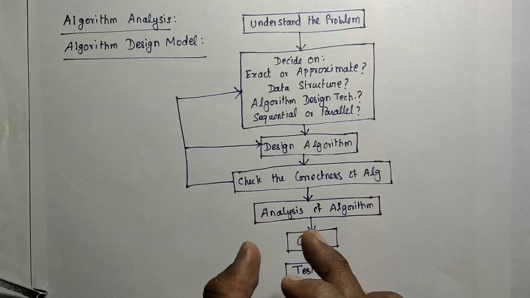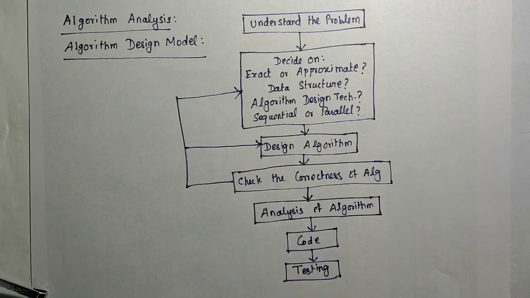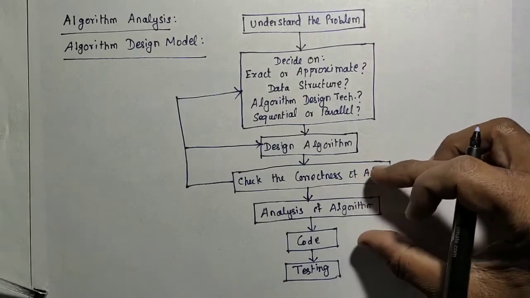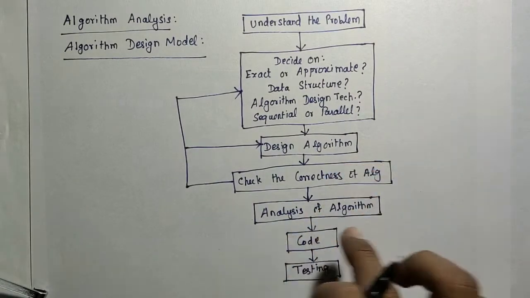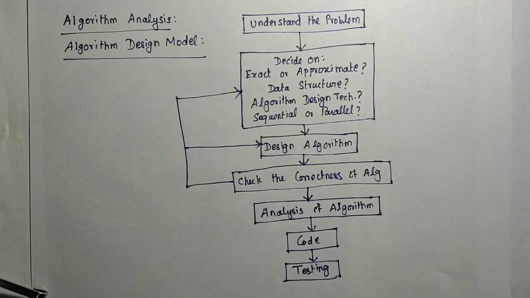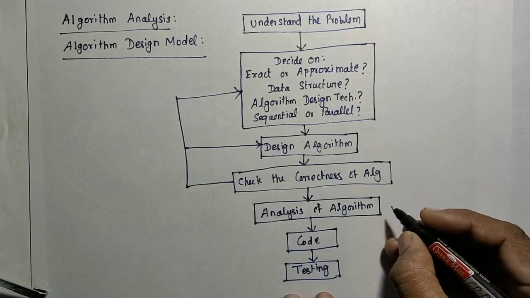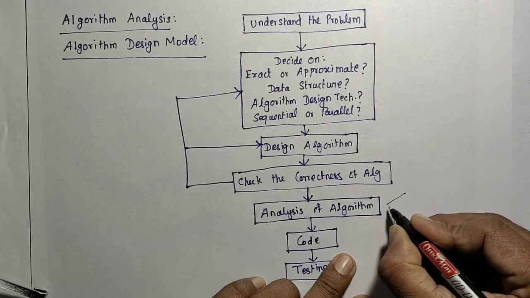analyze that algorithm. It means that we have to find the time complexity and space complexity of this algorithm. That is the efficiency of that algorithm. What is the efficiency of your designed algorithm? So in between, once the algorithm is designed and correctness is checked, we need to analyze the algorithm. Analyzing the algorithm is nothing but quantifying the efficiency of the algorithm. How can we quantify the efficiency? In terms of what?